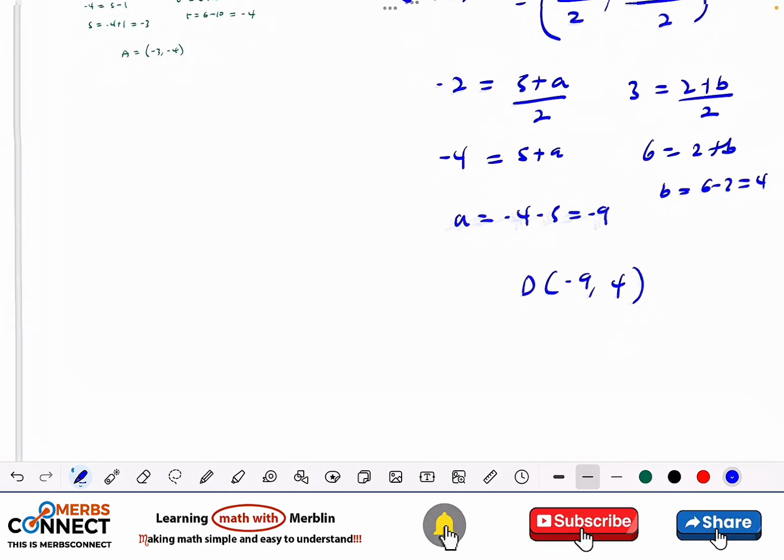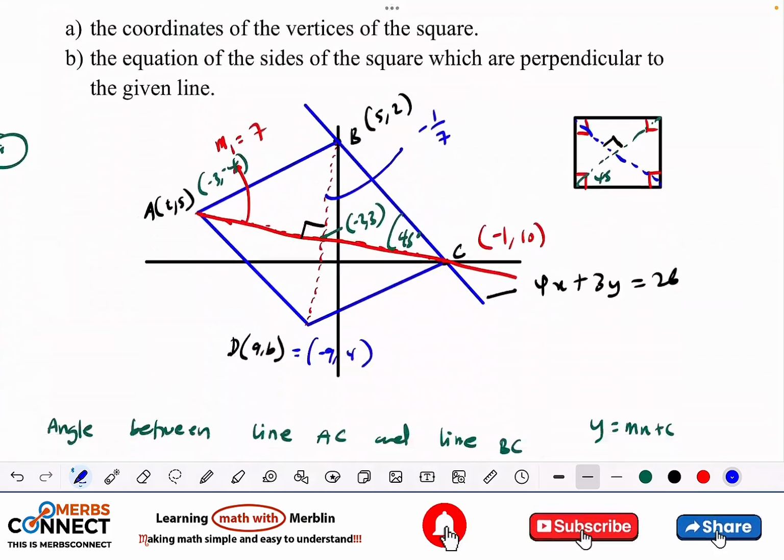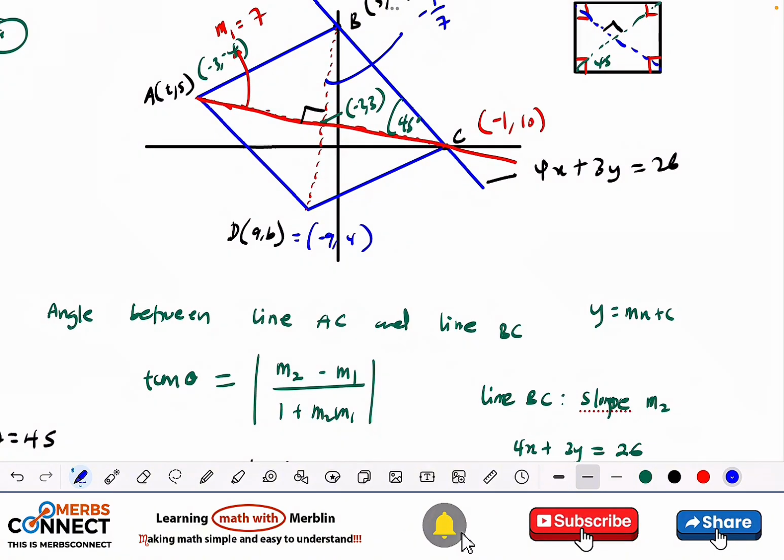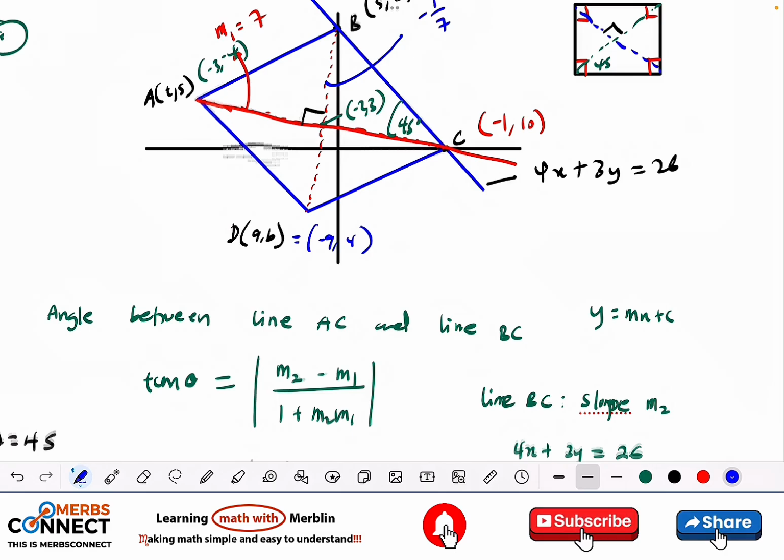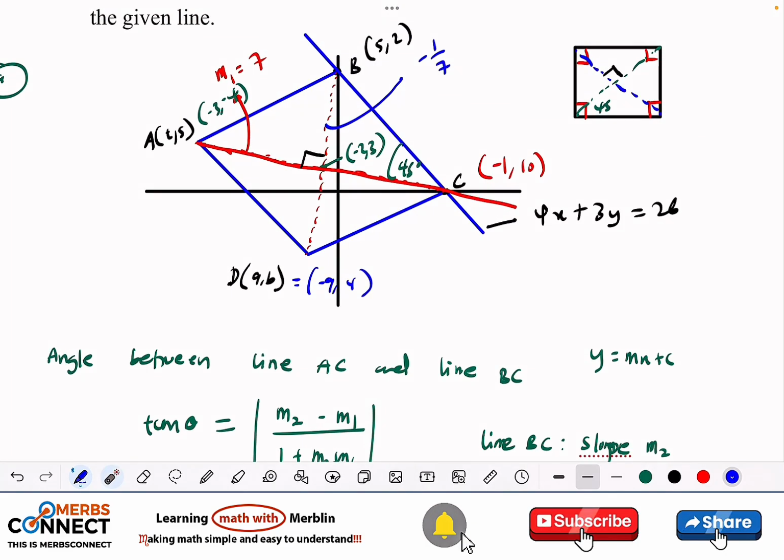Minus 9 and 4. Good. So now we are done with all the coordinates. We were able to find all the coordinates, right? We've done well. So we've gotten minus 3, minus 4. We've gotten 5 and 2. We've gotten minus 1 and 10. We've gotten minus 9 and 4.